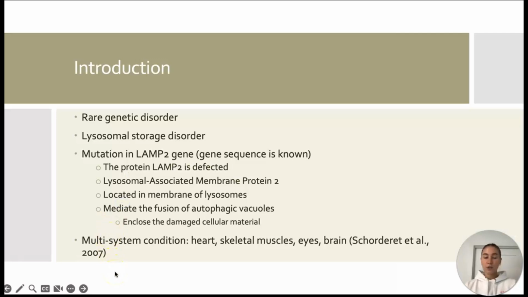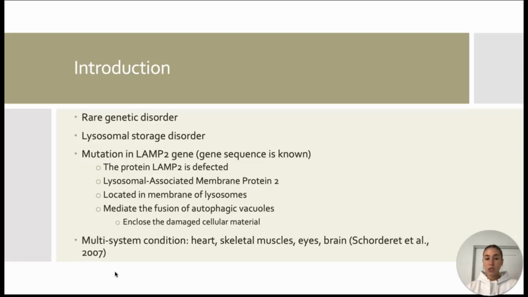So a little bit of an introduction. So what is Danon disease? It is a rare genetic disorder. It is a lysosomal storage disorder, so it includes the lysosomes. And it actually occurs when there is a mutation in the LAMP2 gene.